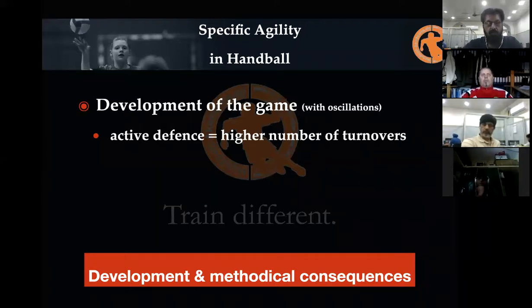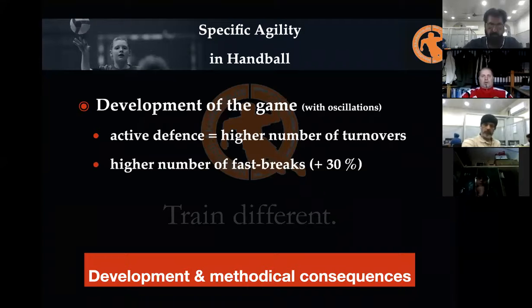Second aspect is, from that higher number of turnovers, a higher number of fast breaks in the game. So at least 30% and more of the goals should be made out of a fast break. That means if your team scores 30 goals in a game, minimum 10 of them, sometimes even more, 1/3, has to be a result of fast breaks.